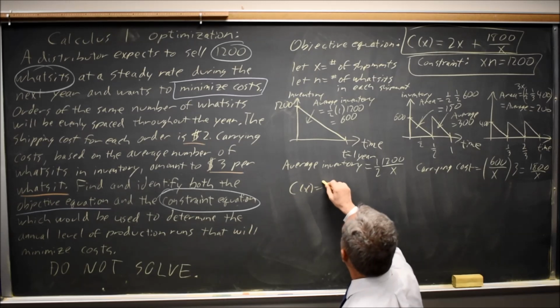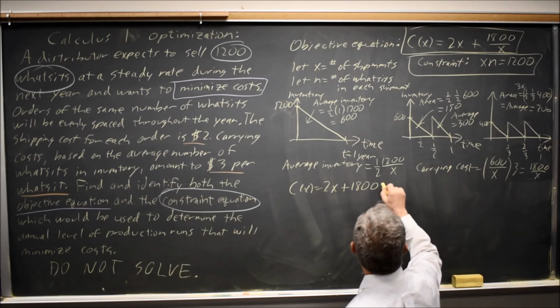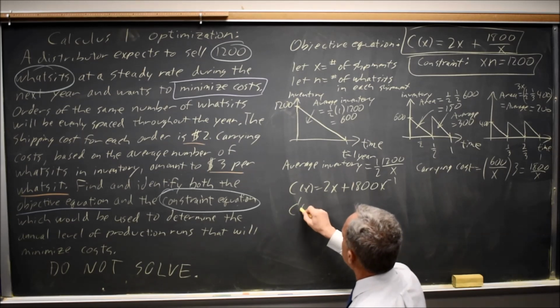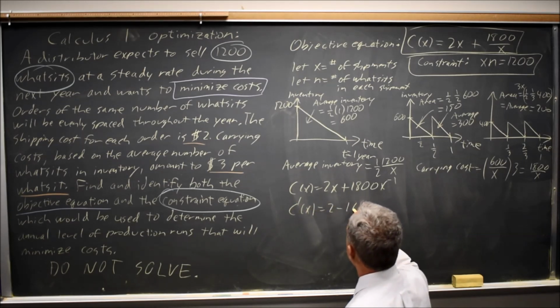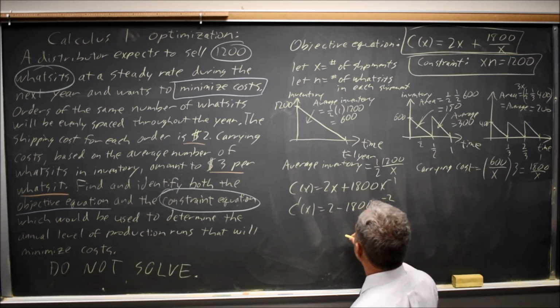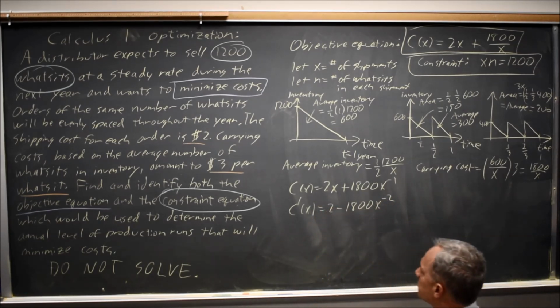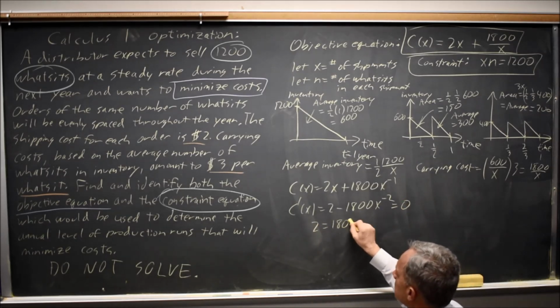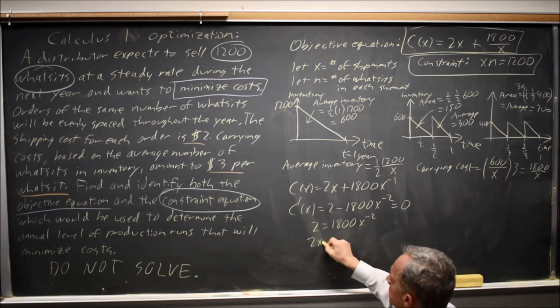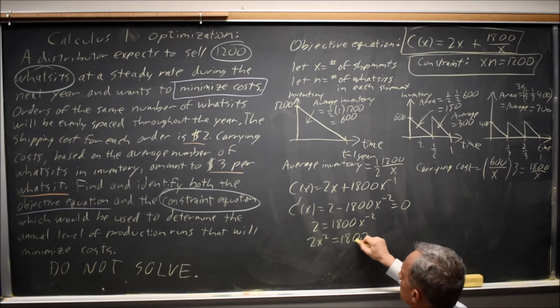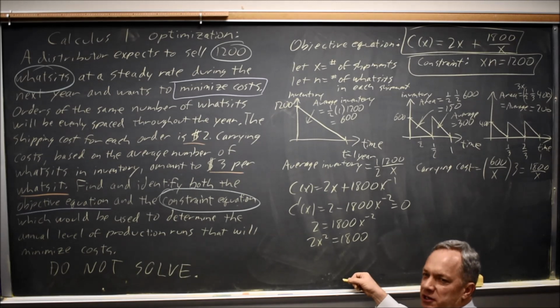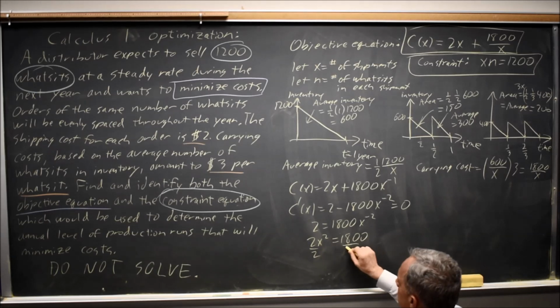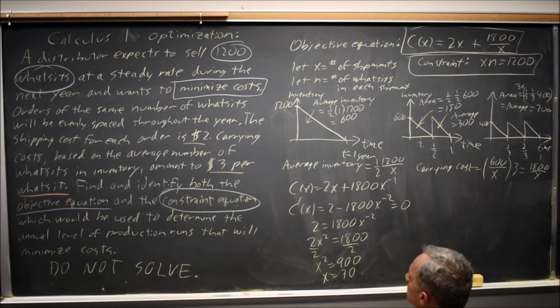C of x equals 2x plus 1800 x to the negative 1. So C prime is 2 minus 1800 x to the negative 2. At the optimum, that derivative will be 0. So that's 2 equals 1800 x to the negative 2, or 2x squared equals 1800. And I was a little worried, what if I get a fractional what's-it? Do I have to worry about whether I'm allowed to split my what's-it? But it's looking good. x squared equals 900, which gives me x equals exactly 30 what's-its.